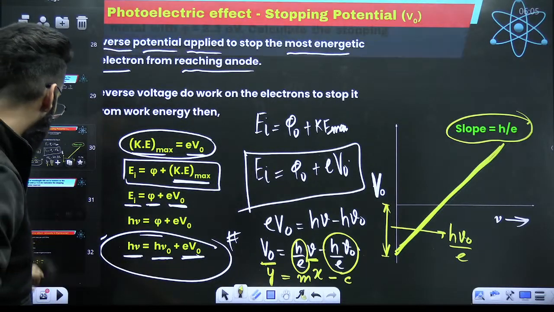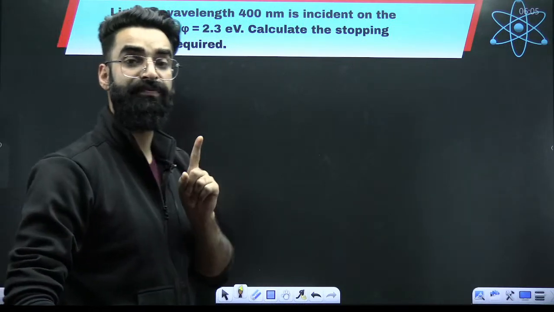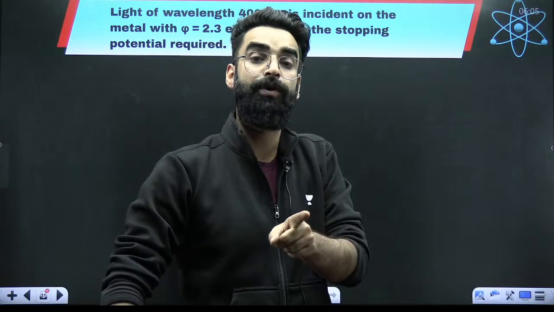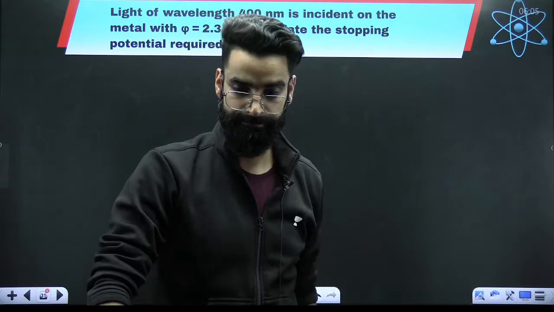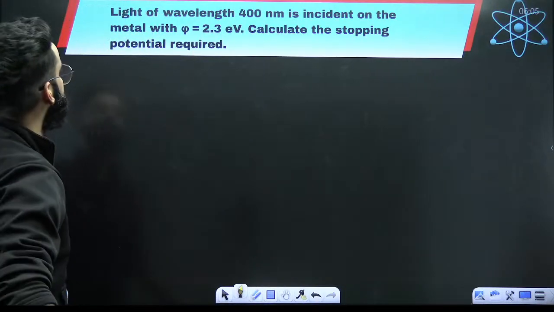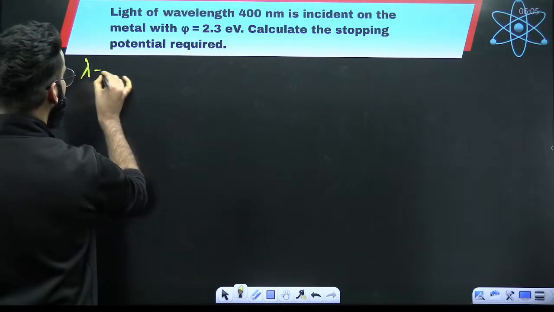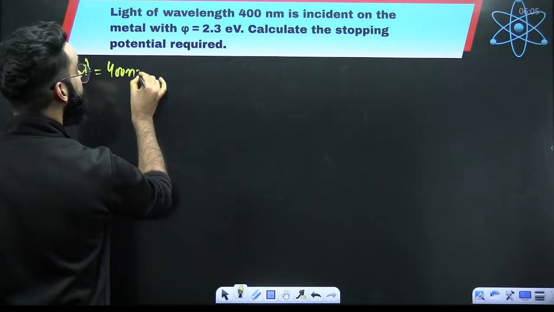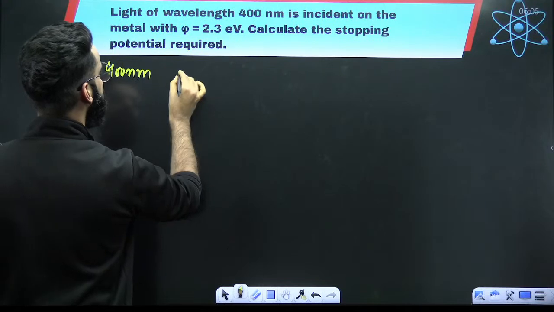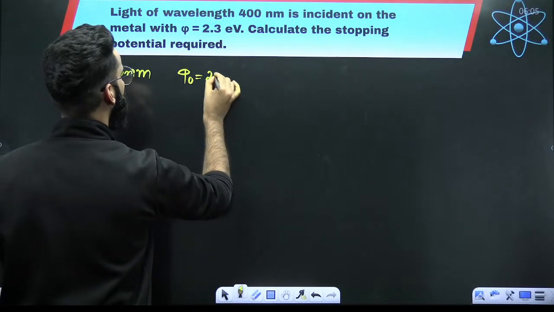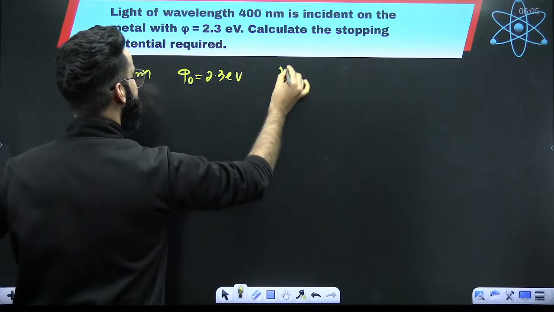So my dear students, what all things we observed till now? On increasing the frequency of the incident light, kinetic energy of the photoelectron increases, stopping potential also increases. Right? Look at this particular question. Light of wavelength 400 nanometers is incident on a metal with work function 2.3 electron volts. Calculate the stopping potential.